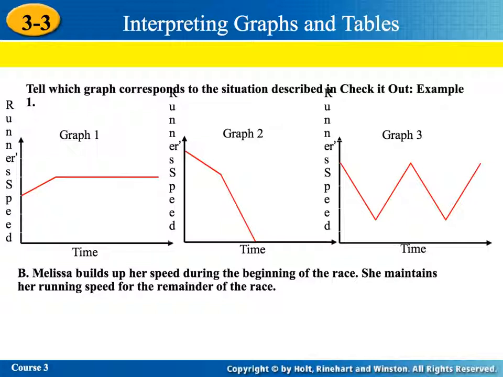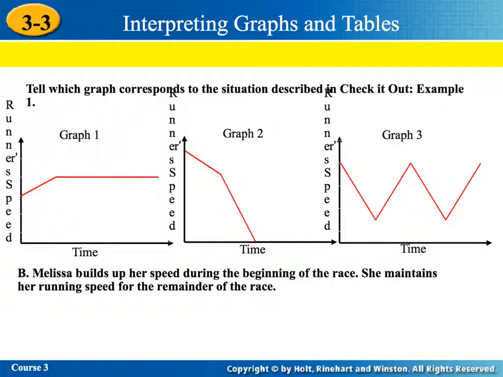All right, now Melissa builds up her speed during the beginning of the race, and she maintains her running speed for the remainder of the race. So how does this make sense? Which graph tells you this? And I want you to explain why. Maybe you know this right off the bat because we're only dealing with 3 situations and 3 speeds, so maybe you can just infer what you know here or deduce what graph it's going to be, but explain why. Don't forget to explain why. So pause and explain.